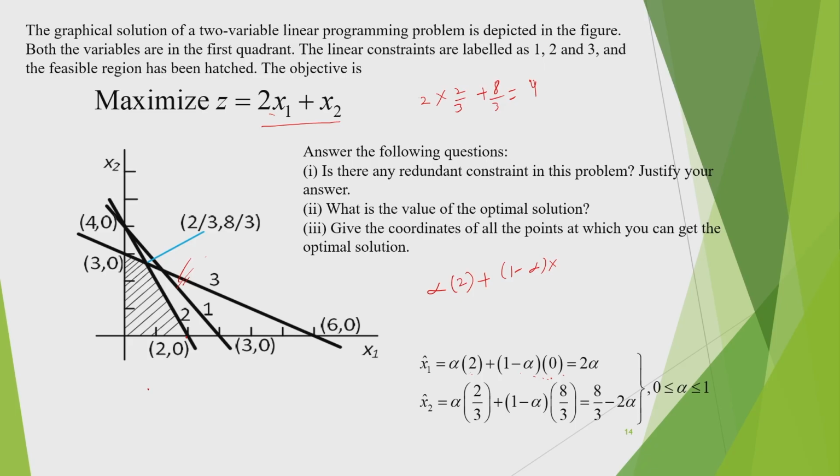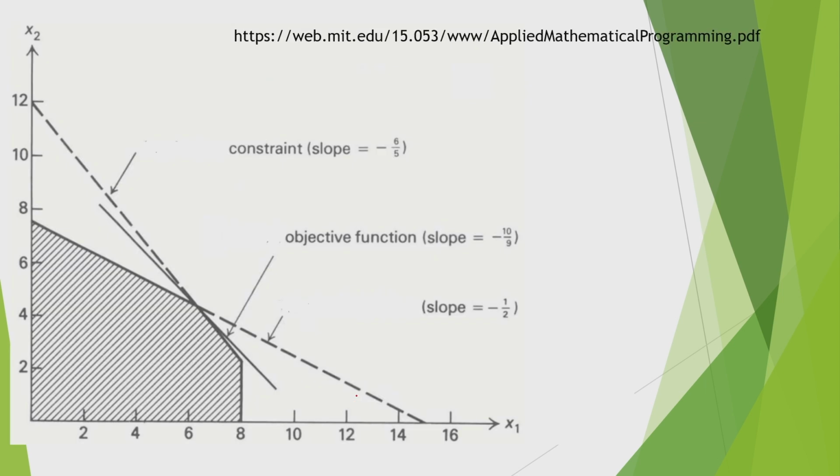So your solution will be given by this, not by the other way. The solution will be given by alpha times 2, 0 plus 1 minus alpha times 2 by 3 and 8 by 3. So x1 will be alpha times 2 plus 1 minus alpha times 2 by 3, and x2 will be alpha times 0 plus 1 minus alpha times 8 by 3. So this is how it works.